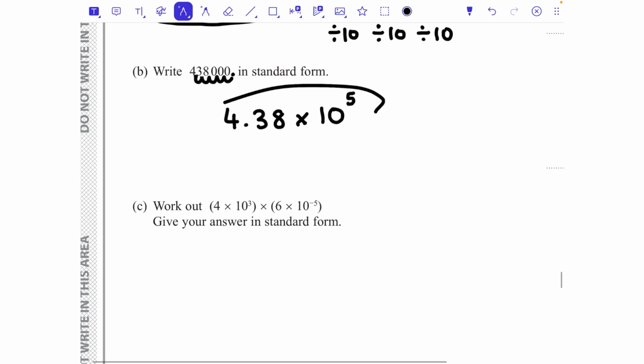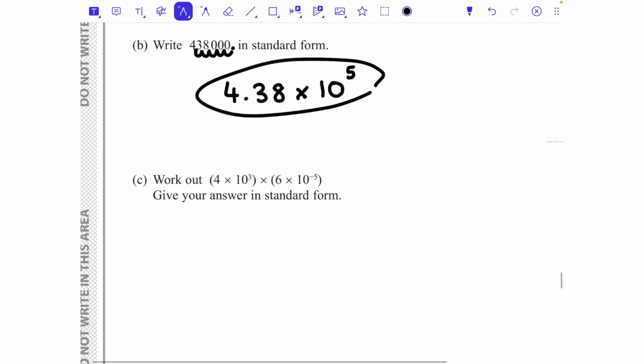Part C, work out 4 times 10 to the power of 3 times 6 times 10 to the power of minus 5.